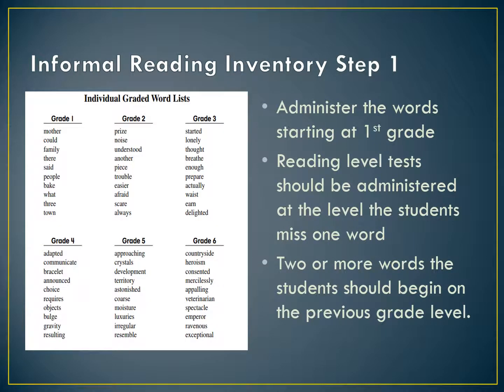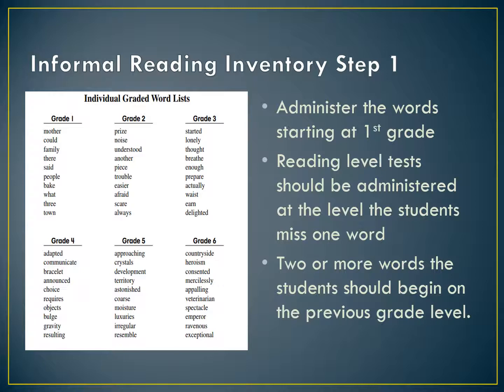So how you start is there are grade level words. You administer the words starting at first grade. You would start with copies of these words, and you tell the students that you have a list of words that you need them to read, and they will start at grade 1. You determine what you're going to start your reading passages at by how many words they miss. The reading level that they should start at is when they miss 1 word.